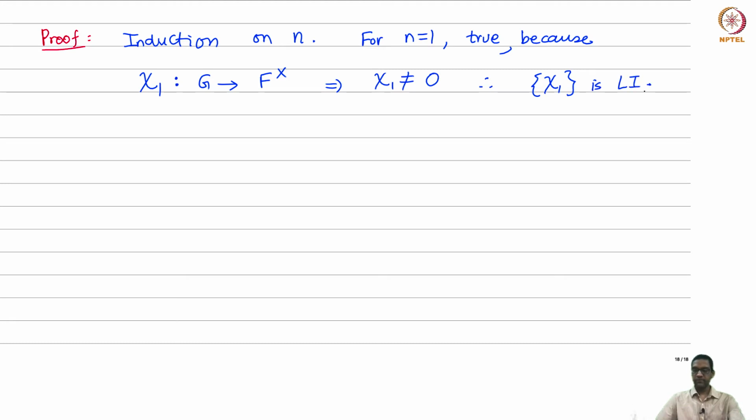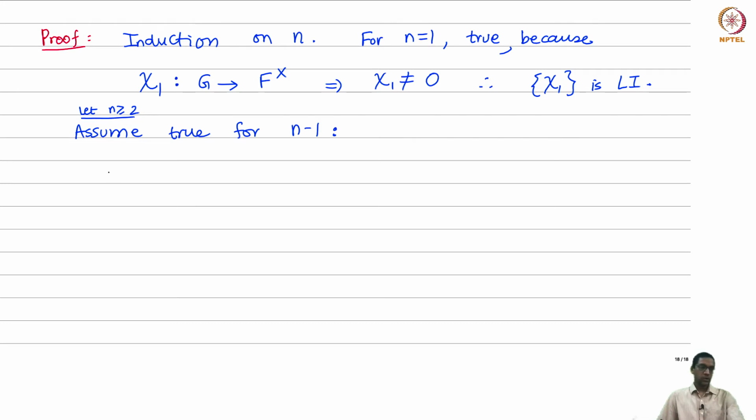Just put LI for linear independence. Okay, so now let's assume that this holds for n minus 1. Assume the induction hypothesis, that this is true for n minus 1. So let's take n to be at least 2 for this. When I say assume true for n minus 1, I mean any collection of n minus 1 characters is assumed to be linearly independent. And now we need to show that any collection of n characters is also linearly independent.